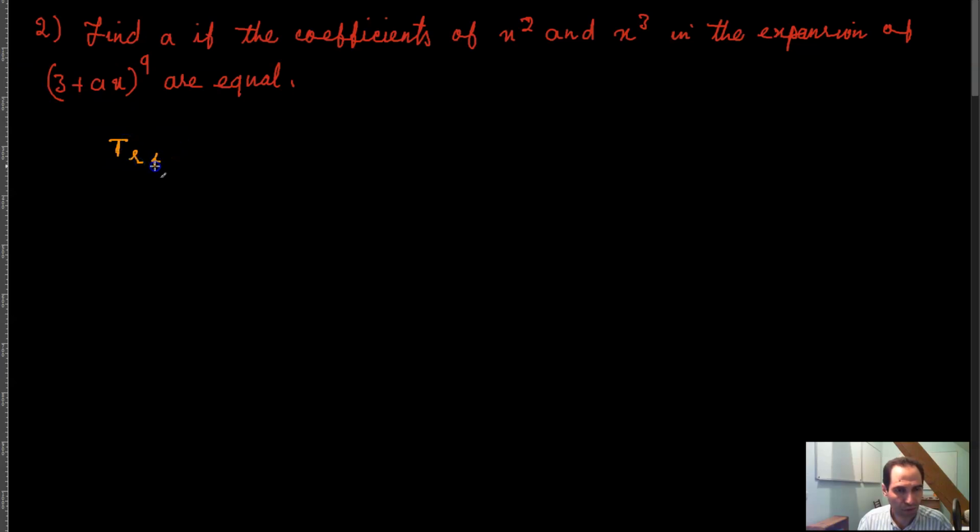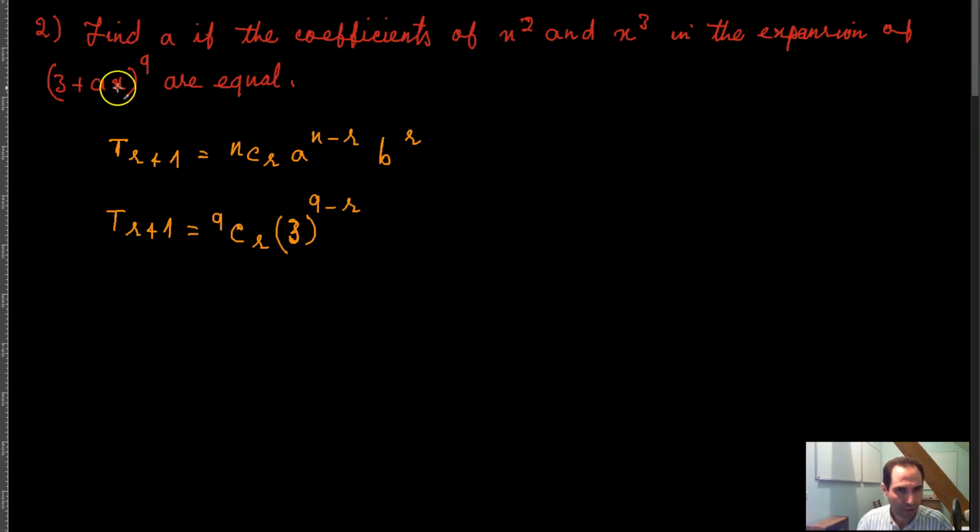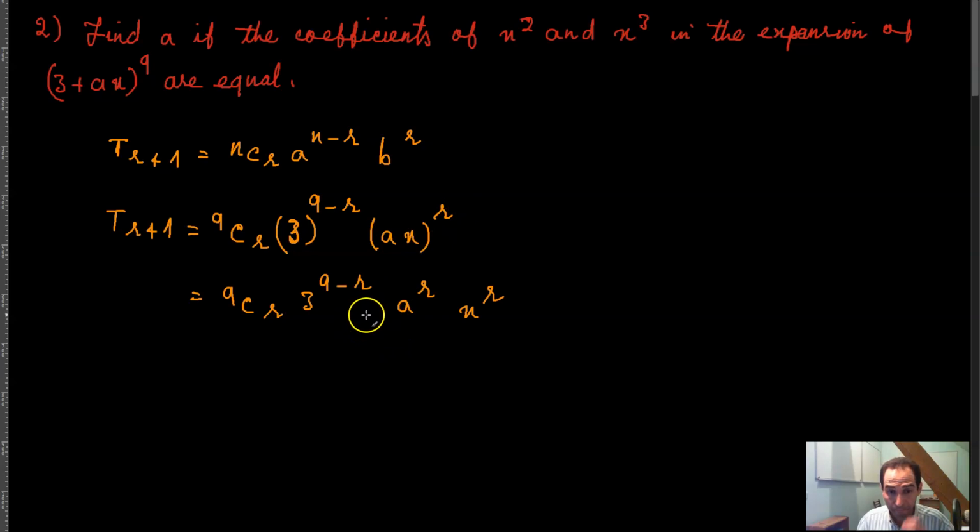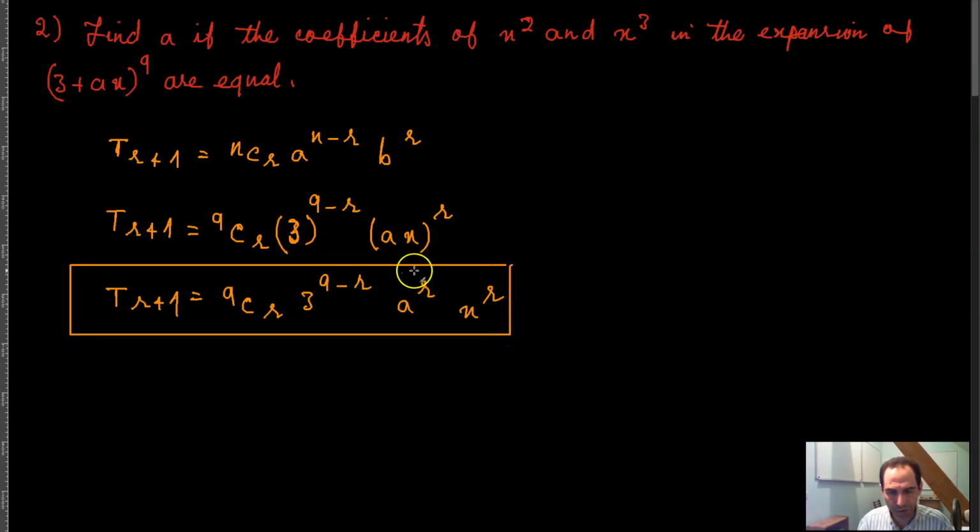So that means that T of r plus 1 is equal to n combination r, a raised to the power n minus r, b raised to the power r. In this particular case, T of r plus 1 is equal to 9 combination r. A is here 3 raised to the power 9 minus r, and b is ax raised to the power r, right? So this is 9 combination r, 3 raised to the power 9 minus r, a raised to the power r times x raised to the power r. That is T of r plus 1, the general form of the expansion of this thing.